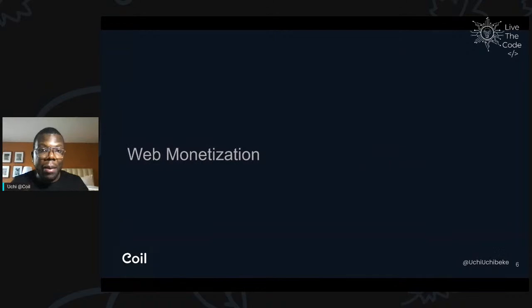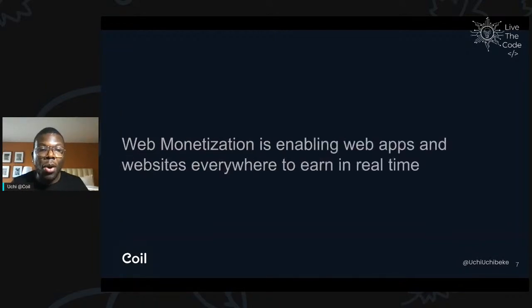with a concept called web monetization. So if you're not familiar, web monetization enables web apps and websites everywhere to earn in real time. And how it works is that as a content creator, you add a single line of code called a payment pointer to your website or your web app. And then when someone views your content, their browser will be sending payments from the browser itself to your payment pointer. Think about it like an email, right?